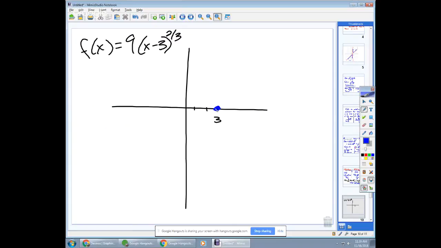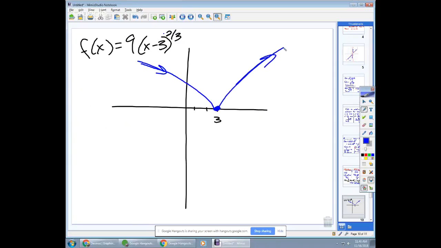I'm squaring this parentheses, which means I never get a negative y value. So this thing is always above the axis. It's decreasing on this side. It's increasing on that side. And what's the concavity? Down. Always concave down. So it must decrease concave down into that point and then increase concave down away from that point. So the function does something like that.